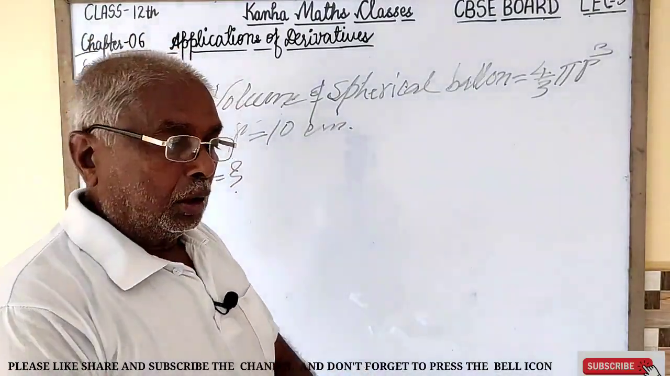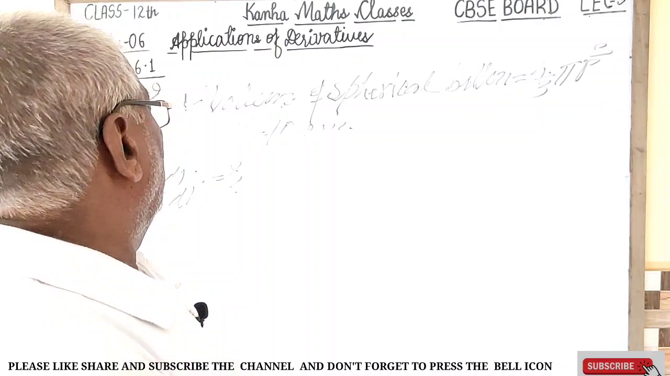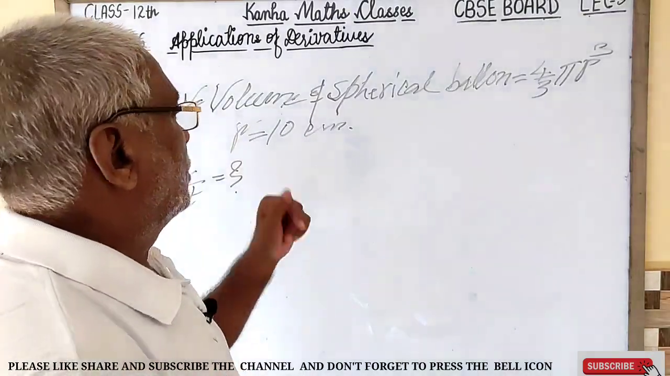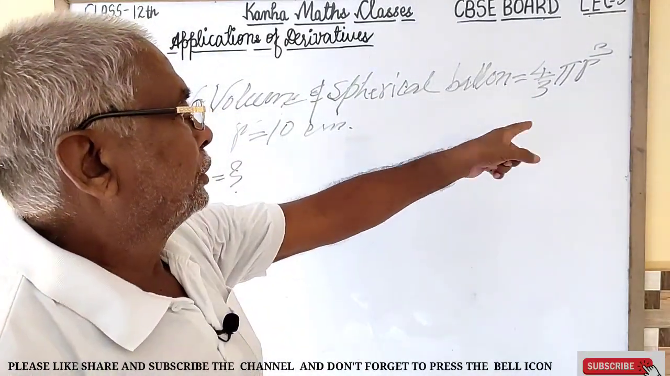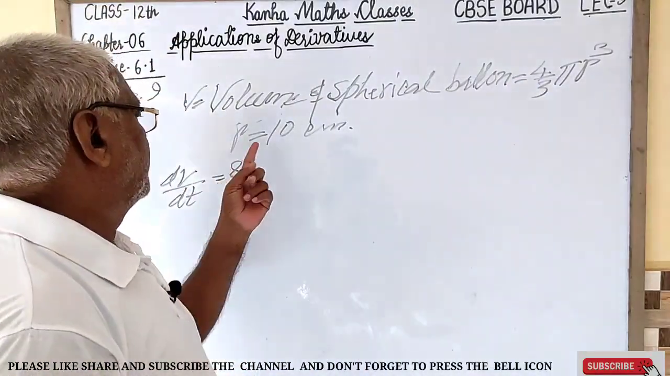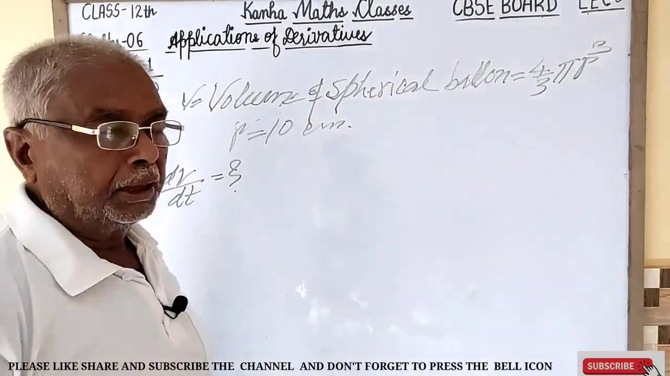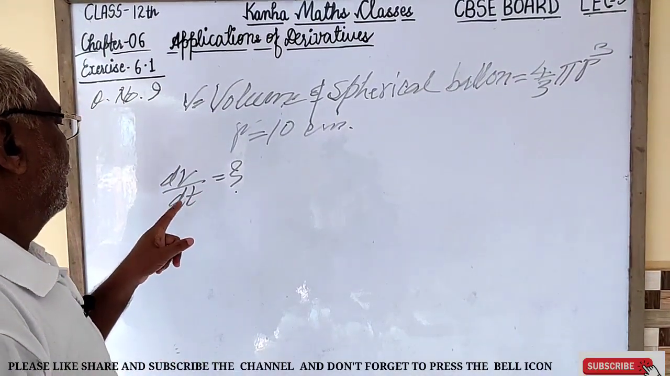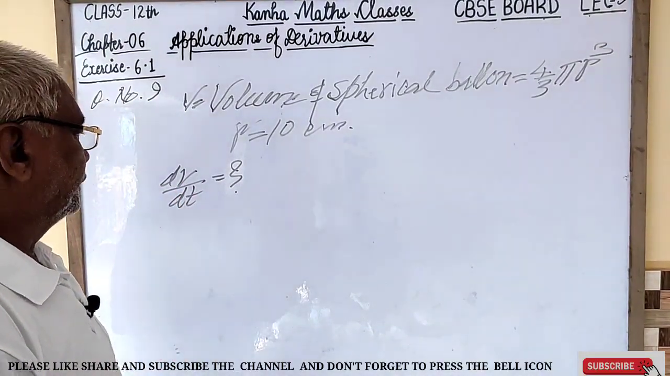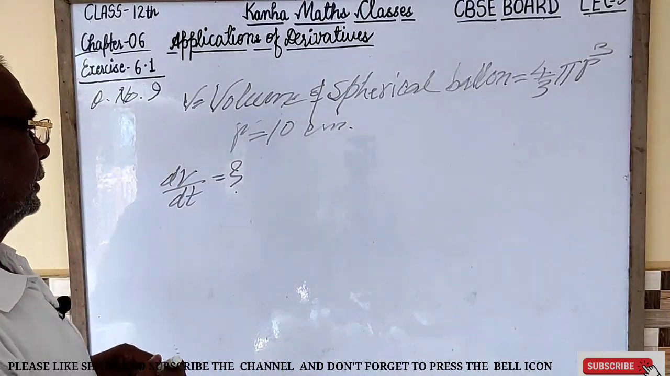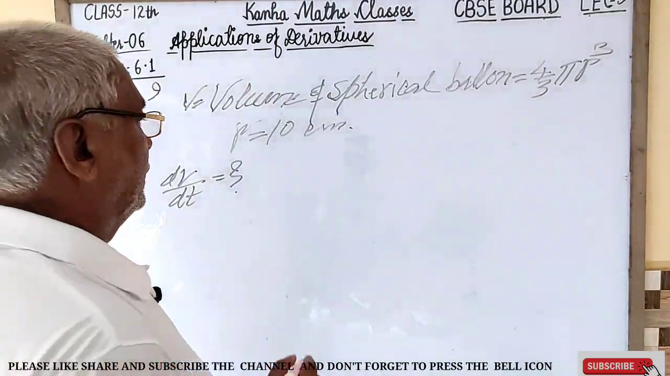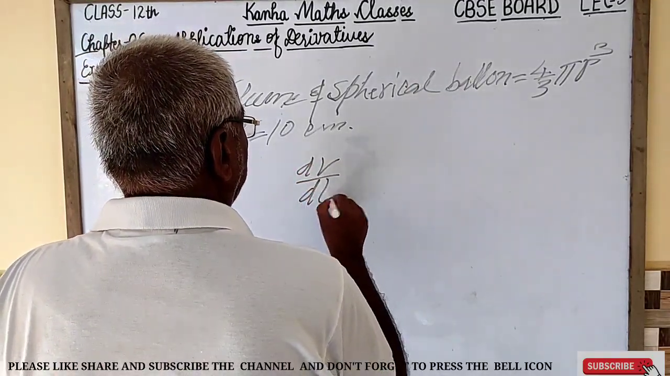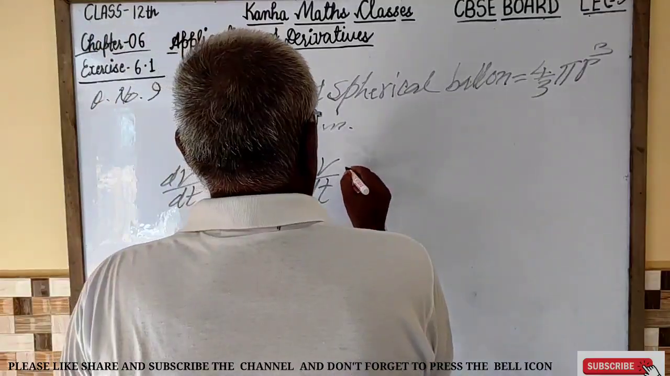Now question number 9: a spherical volume, that is V is equal to 4/3 pi r cube, and only the radius is given, that is 10 centimeter, and we have to find out the rate of increase of volume with respect to time t, that is dV/dt. We will have to find out the dV/dt.